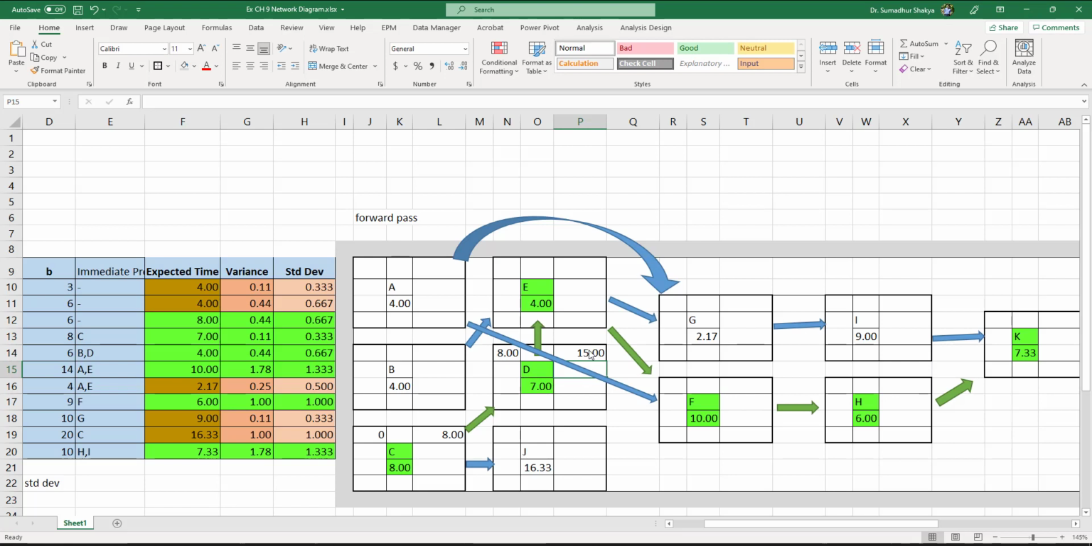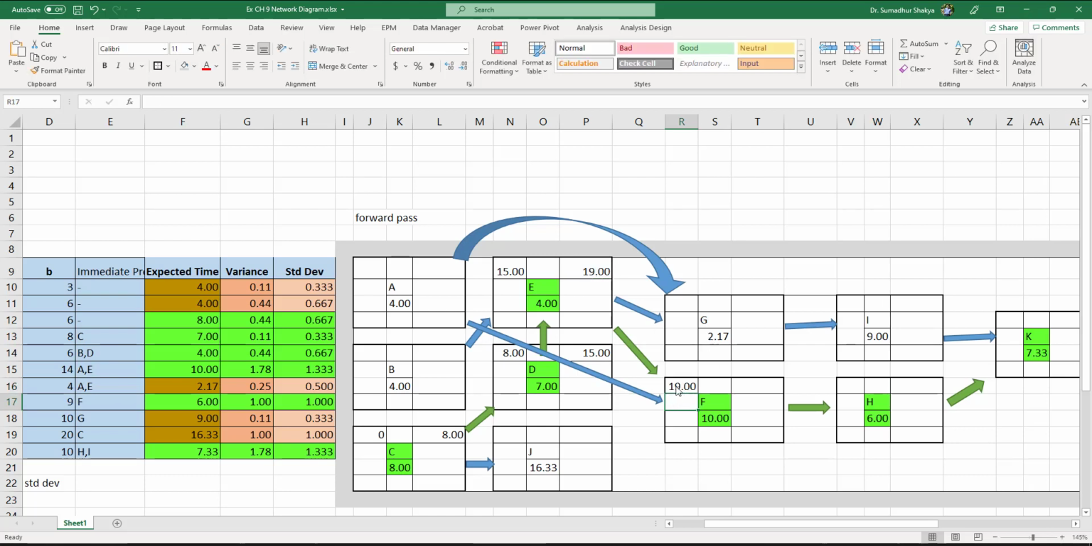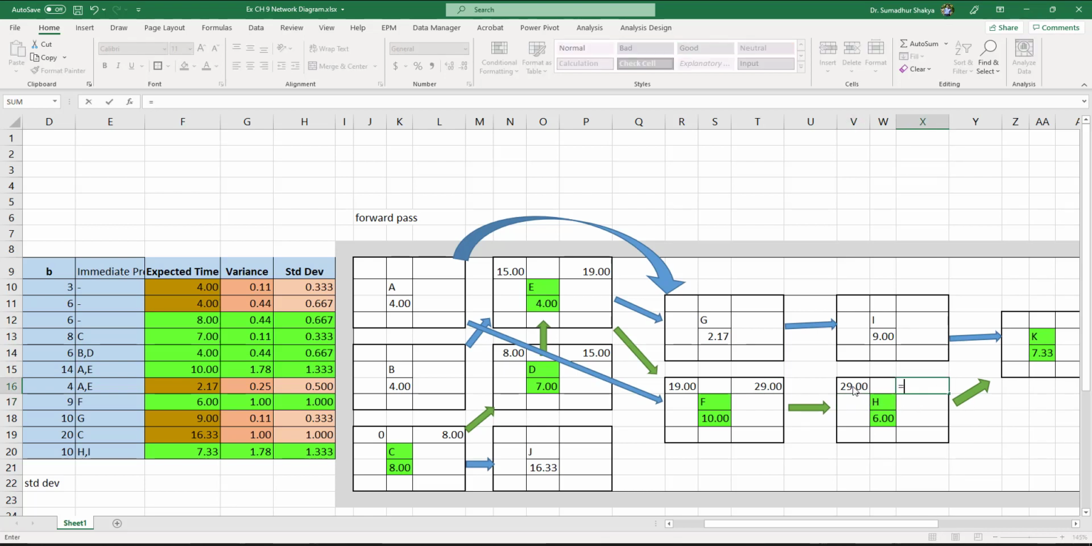Now the moment we know the earliest finish time of D, that gives us the earliest we can start activity E. And the moment we know the earliest start time for activity E, the earliest we can finish this activity is 15 plus 4 weeks. The earliest finish time for E is 19, and that's the same as when we can start activity F. Now if we can start this in the 19th week, then we can finish this by 10 plus 19. Similarly, the earliest start time for H is going to be 29 weeks, and the earliest finish time is going to be 29 plus 6 for activity H.